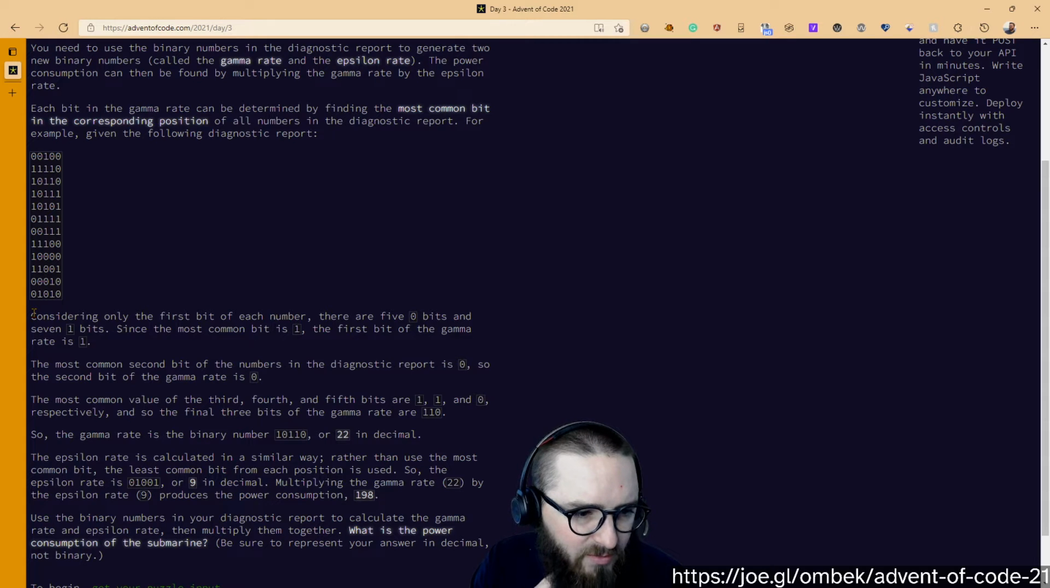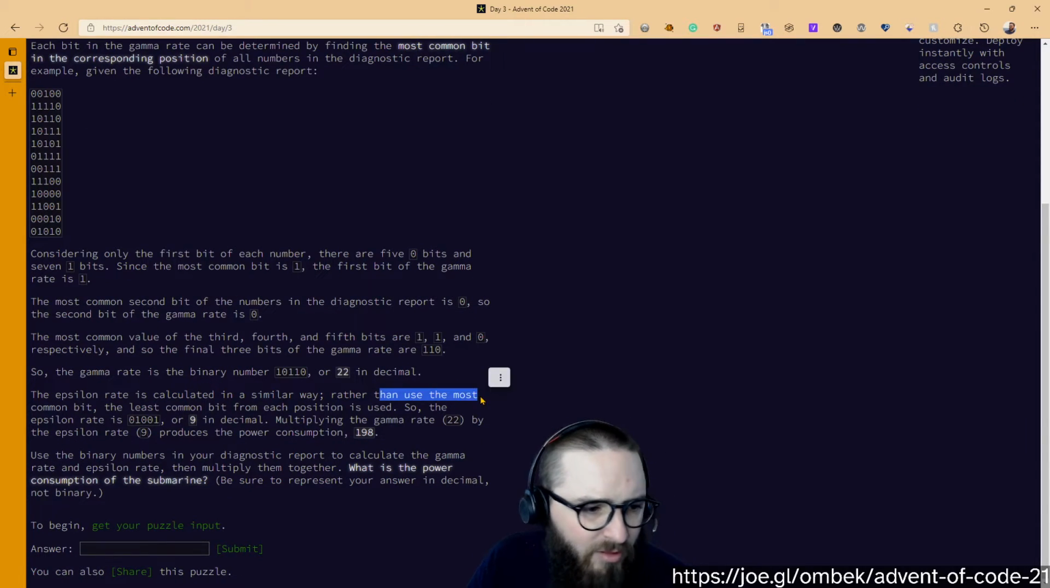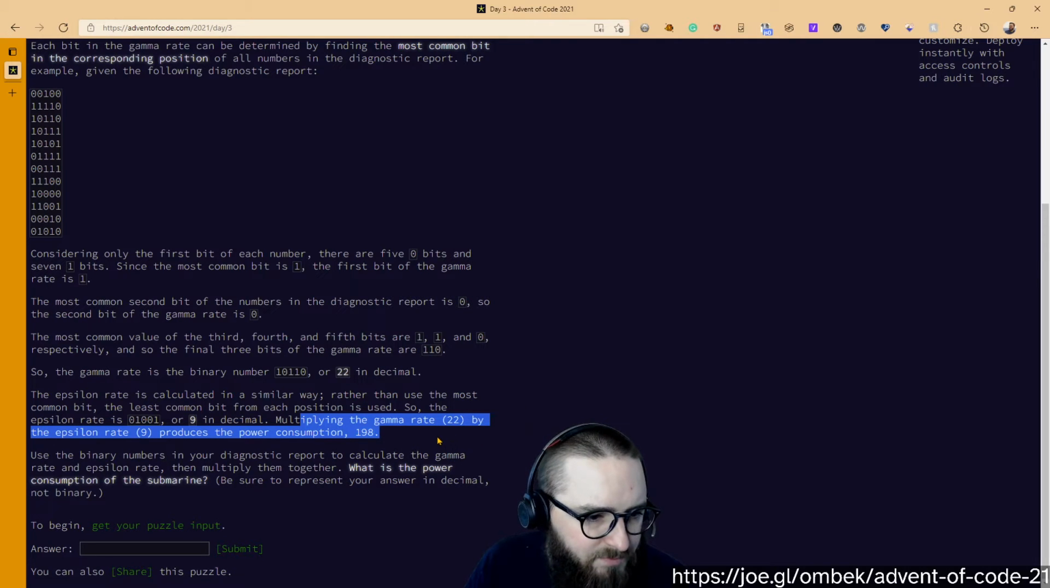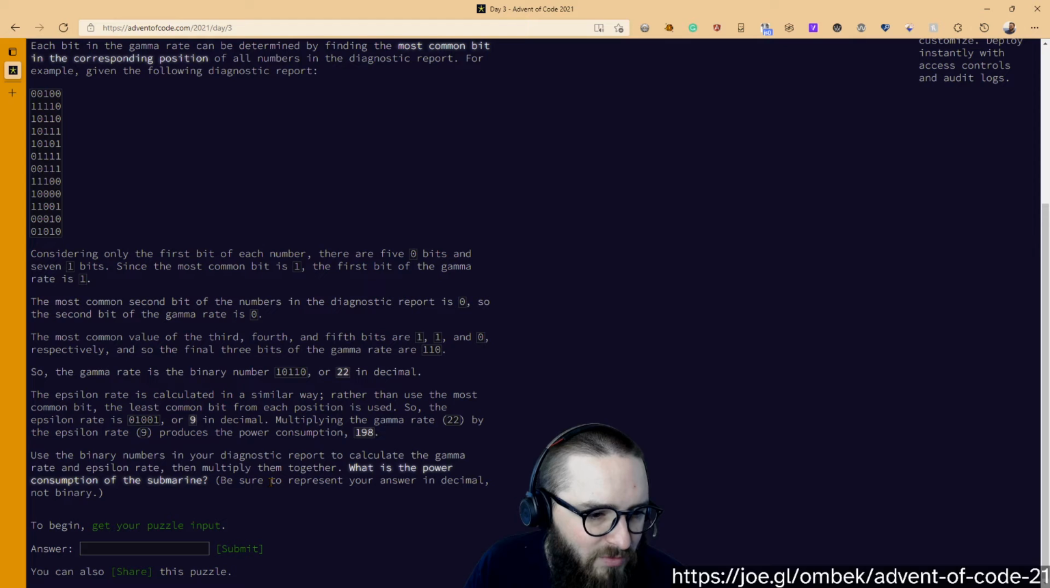So the gamma rate is the binary number 10110 or 22 in decimal. The epsilon rate is calculated in a similar way. Okay, so as if that wasn't complicated enough, rather than use the most common bit, the least common bit from the position is used. So the epsilon rate is 01001 or 9 in decimal. Multiplying the gamma rate by the epsilon rate produces the power consumption. Use the binary numbers in your diagnostic report to calculate the gamma rate and epsilon rate, then multiply them together. What is the power consumption of the submarine? Be sure to represent your answer in decimal, not in binary.